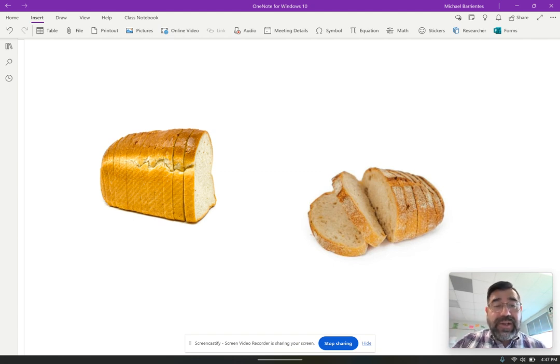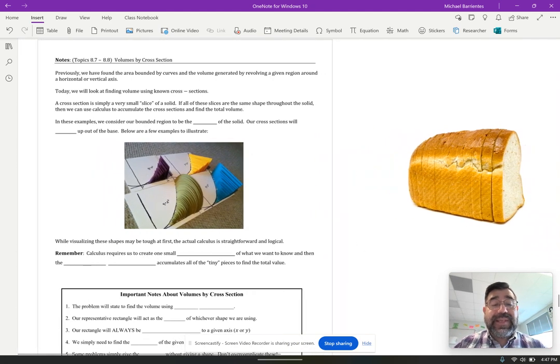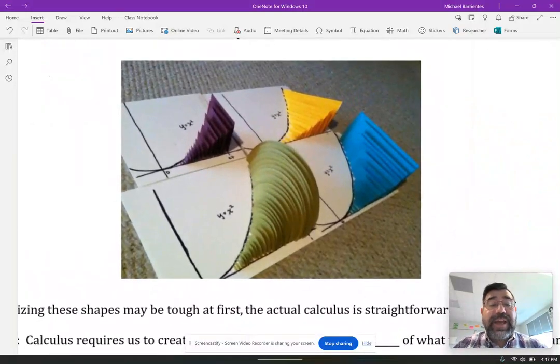And so I know Brian does a good job of giving us some examples here, some visuals. Here I have four three-dimensional shapes that are created by cross section. If you look at the green one, this is made up of cross sections that are semicircles. If you look at the blue one, this is made up of cross sections that are rectangles. If you look at the yellow one, this shape is made by creating cross sections that are triangles. And then if I look at this purple one, this is created by cross sections that are squares.